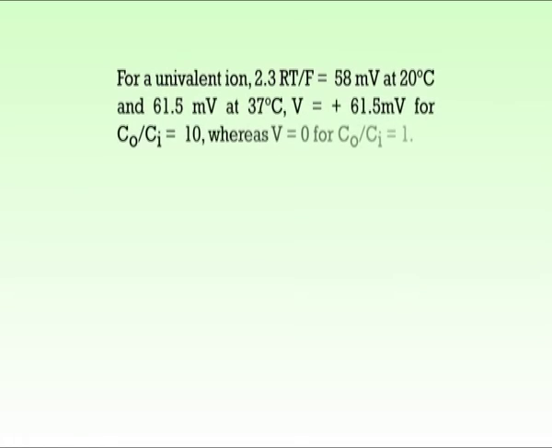For a univalent ion, 2.3 RT by F equals 58 millivolts at 20 degrees Celsius and 61.5 millivolts at 37 degrees Celsius. V equals plus 61.5 millivolts for Co by Ci equals 10, whereas V equals 0 for Co by Ci equals 1.